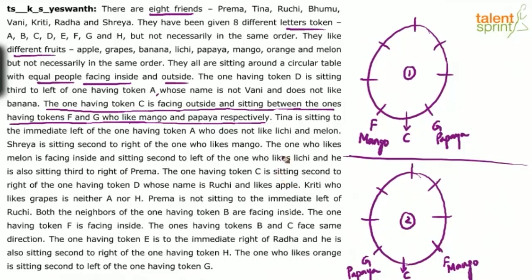C is second to the right of token D. Now C second to the right of token D means what? D can come here or here. Both are possible, right? In both the cases, there are 2 possible positions for D. D can come in this position or this position.